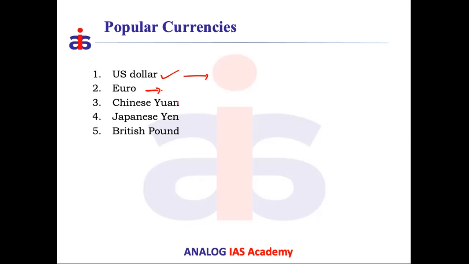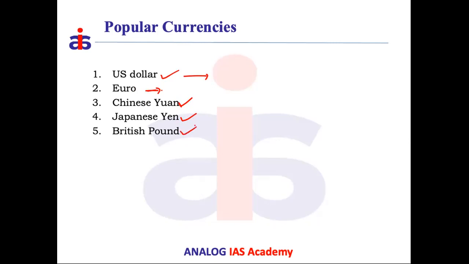Okay, and the Chinese yuan, because China is the exporter for a lot of manufactured goods in the world, and that is why this particular currency is also one of the popular ones. And another developed country, Japan, also exports a lot of goods, previously, and that is why it's also one of the most popular currencies, the Japanese yen.